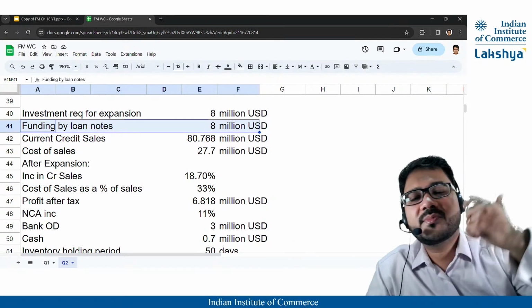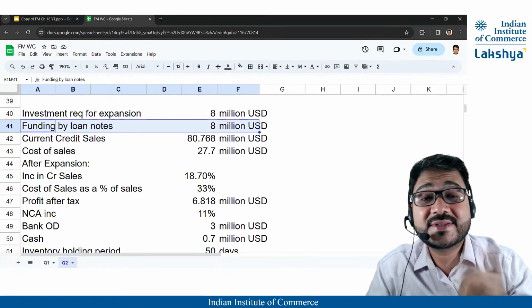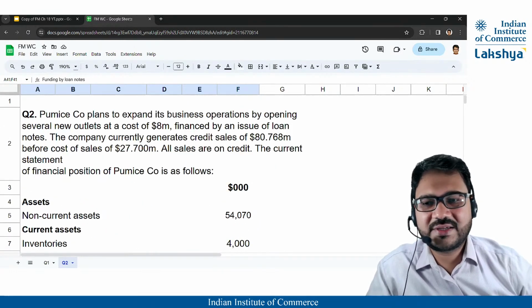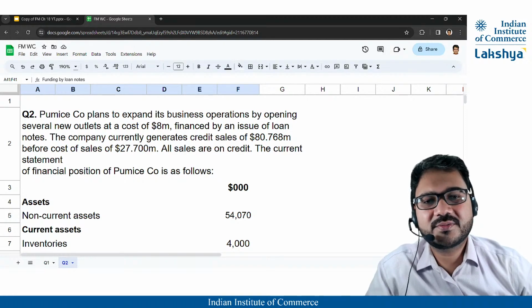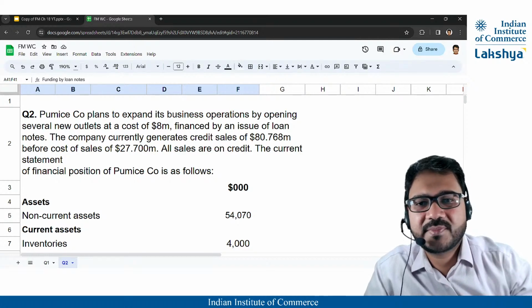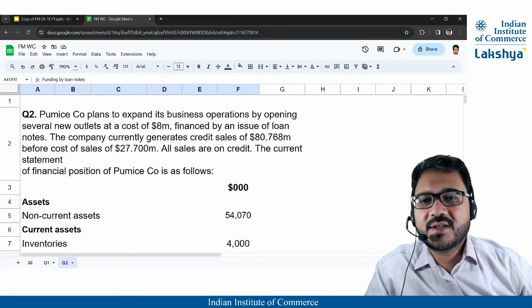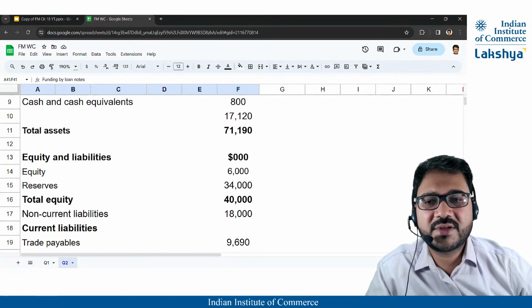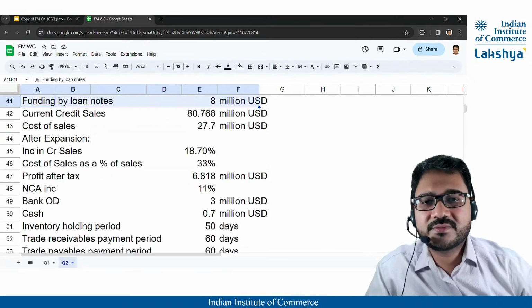So you see, what do I mean by writing a financial summary of a question? Whatever figures you get, except for these tables, you just write it down. Because tables you can clearly see. You need not search for the figure, right? The company currently generates a credit sale of $80.768 million before the cost of sales of 27. So we have sales 80.7 and we have cost of sales 27.7. Again, we write it down.